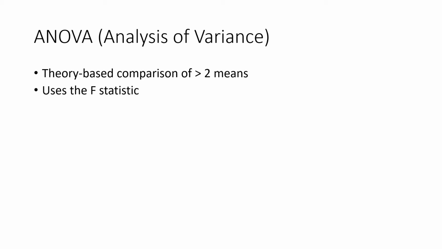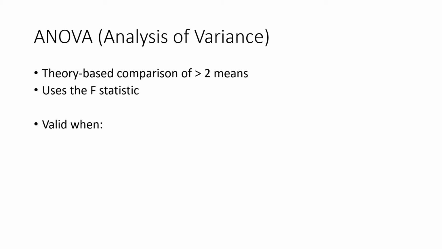The Anova, or analysis of variance, is a theory-based test for comparing multiple means. Technically, it could be used to compare two means, but typically people will use a two-sample t-test for that and save an Anova for comparing three or more means. The test statistic for the Anova is called the F statistic, which is related to the MAD statistic that we saw when using the multiple means applet, but it's a little bit different.